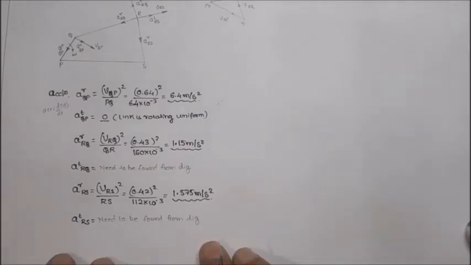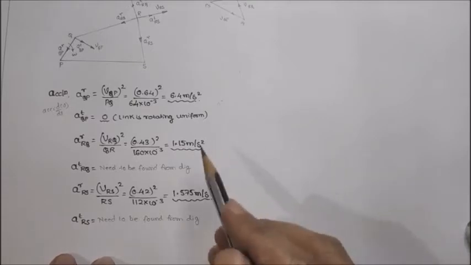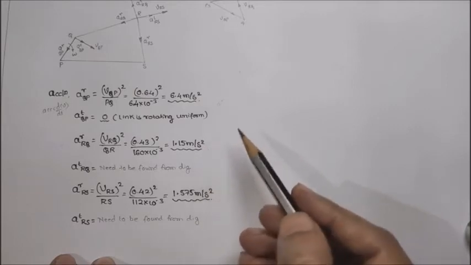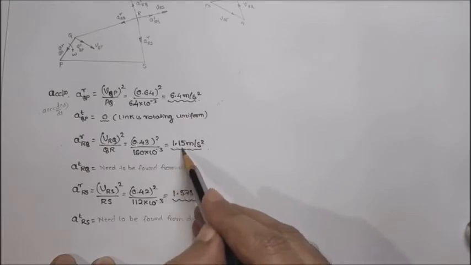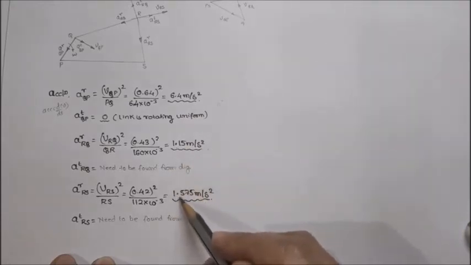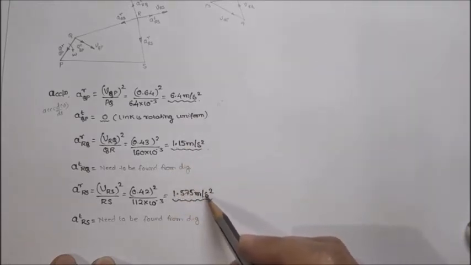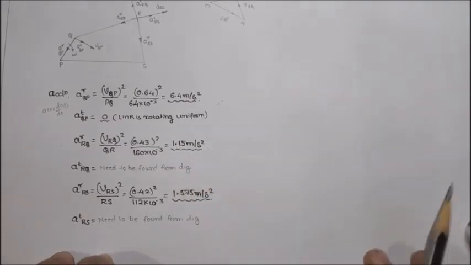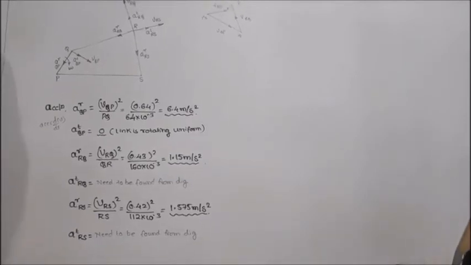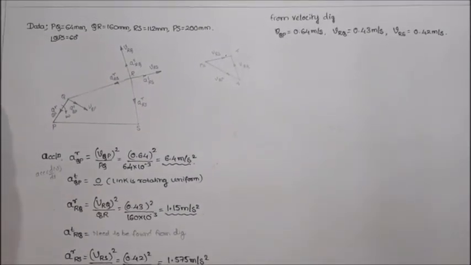These are the things which we have to do for the acceleration diagram to begin. So using these acceleration values, that is 6.4 meter per second square, 1.15 meter per second square and 1.575 meter per second square, we have to draw the acceleration diagram. For drawing the acceleration diagram, again we need to take some particular scale.